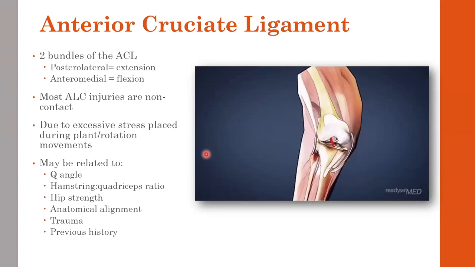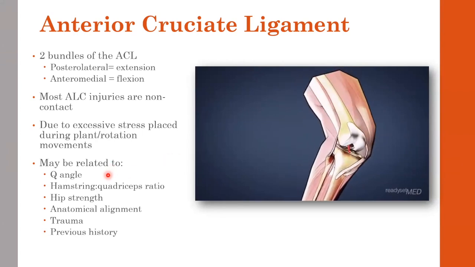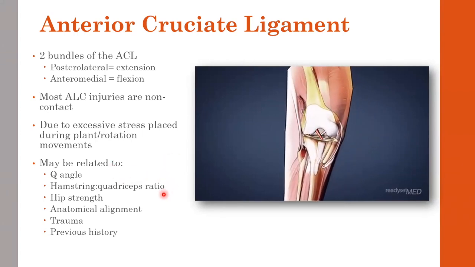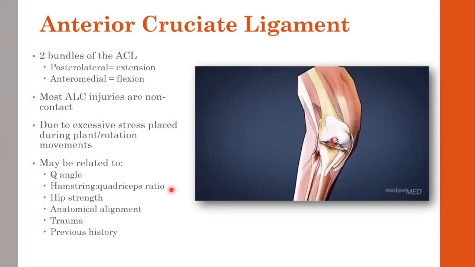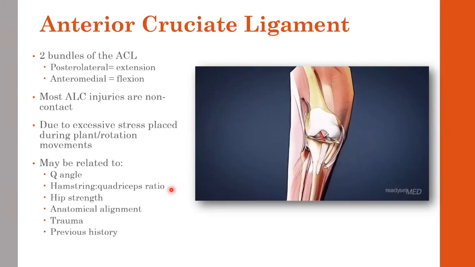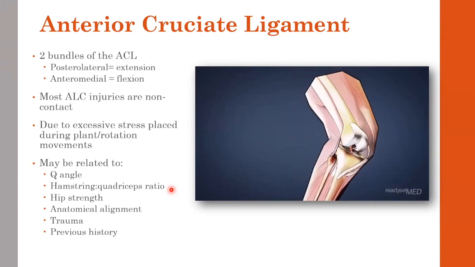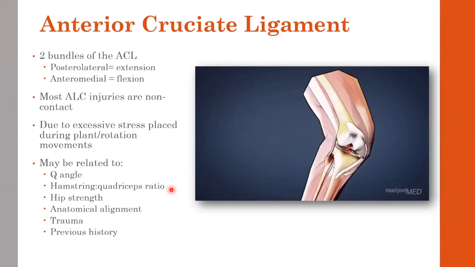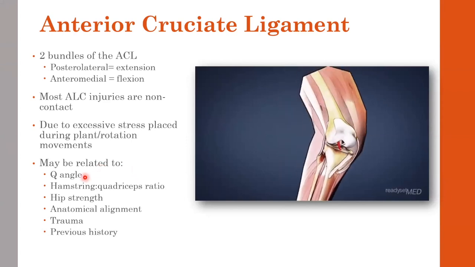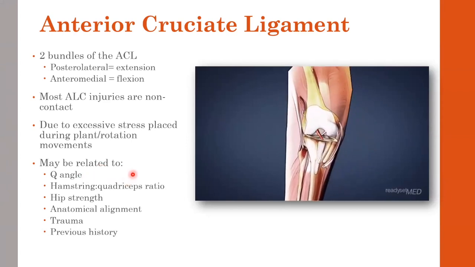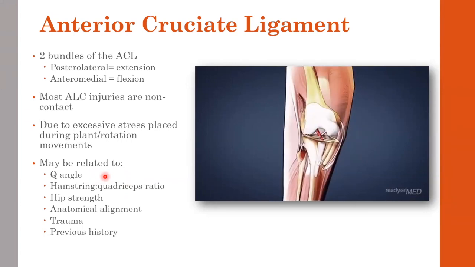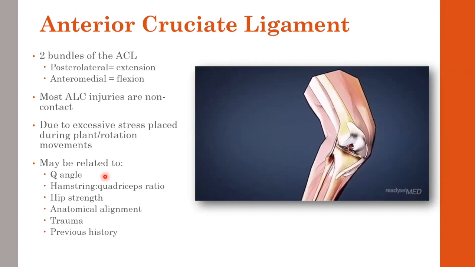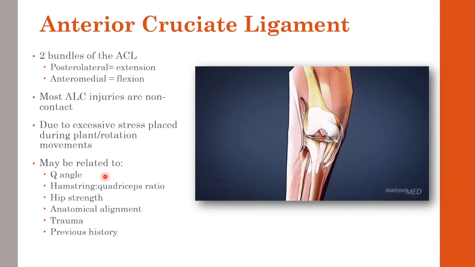And this may be related to the Q angle, which we'll talk about here in a moment, and the hamstring to quadriceps ratio. This is the ratio pertaining to the strength between your hamstrings and your quadriceps group. The usual ratio is that your quads to hamstring strength ratio will be extremely high. But the hamstrings muscle group essentially does the same actions that the ACL ligament prevents.